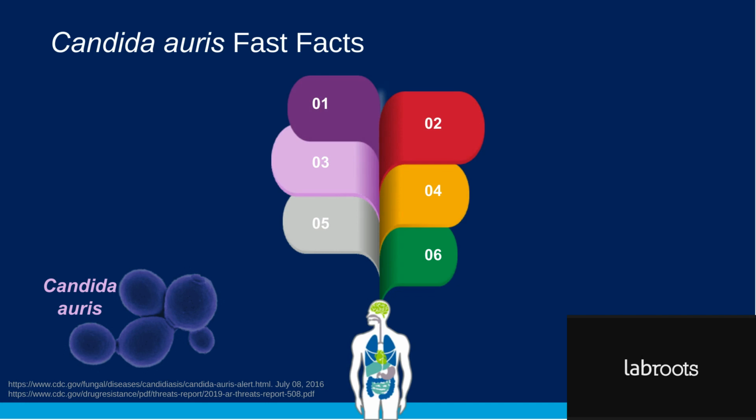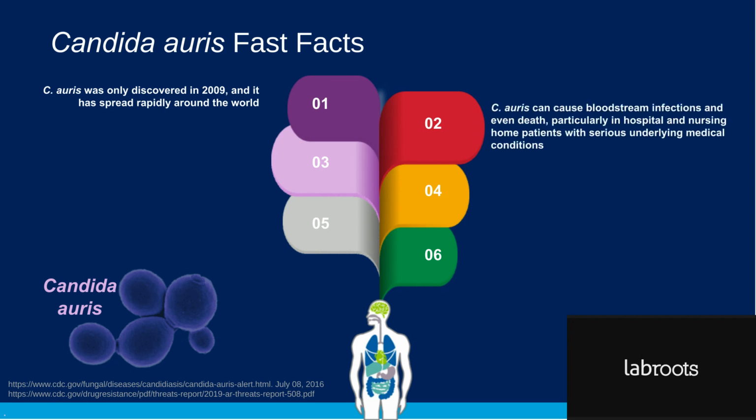Let's start by saying that it was first identified in 2009, so it's not too long ago, and it was identified in Japan initially from an ear canal infection. The name auris derives from the Latin word auris, which means ear, and Candida auris quickly spread and was rapidly identified throughout the world. In 2011, in fact, the first bloodstream infection was identified in Korea.